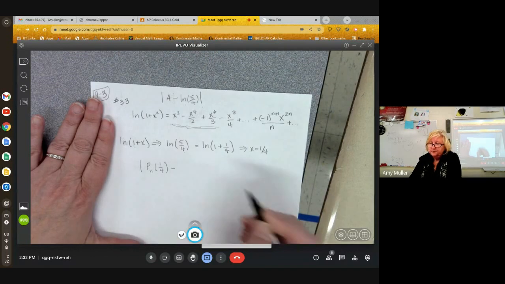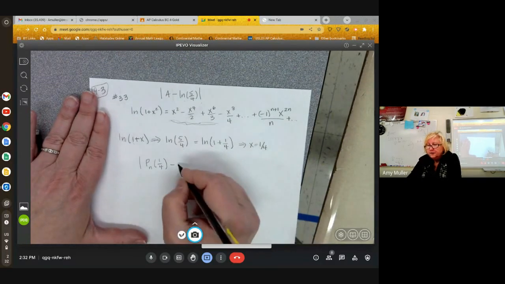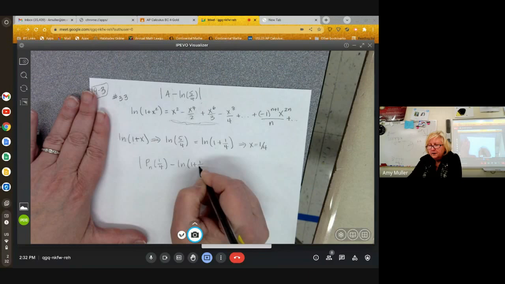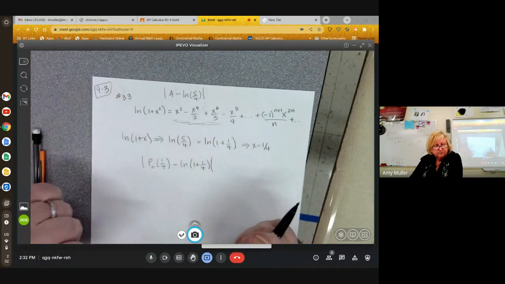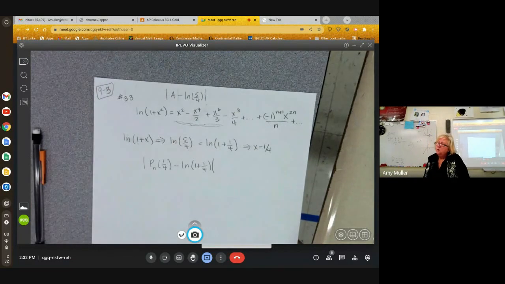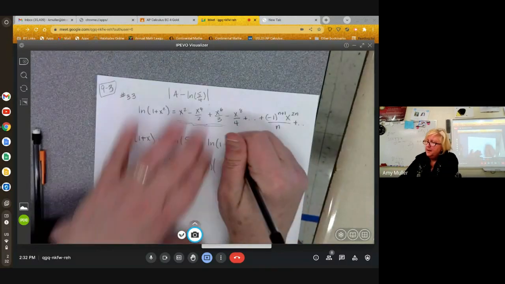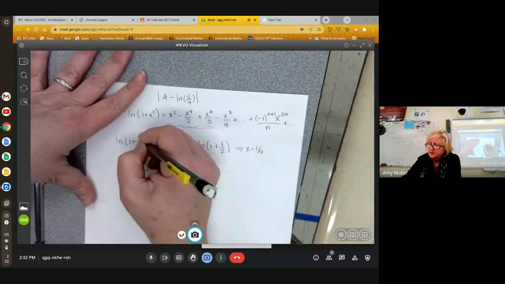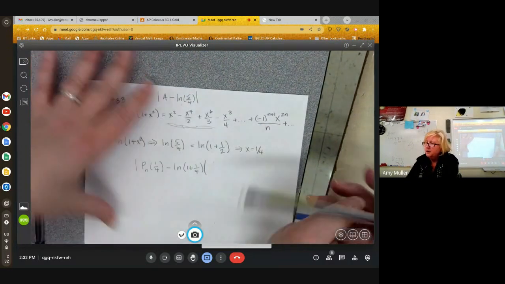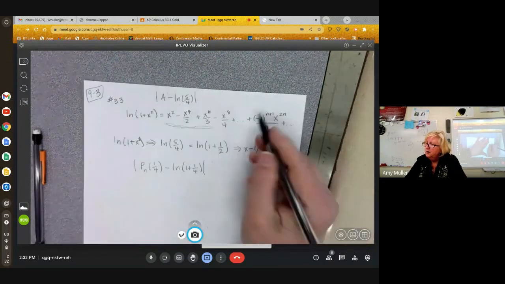Why would you not have it be ln of 1 plus X squared, since that's what we already had, and then solve for X? We could do that too. I'm just doing 1 plus X, but if we wanted this to be X squared, sure, we could do that and make X equal 1/2, sure.